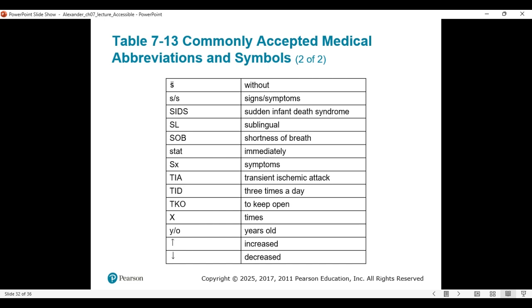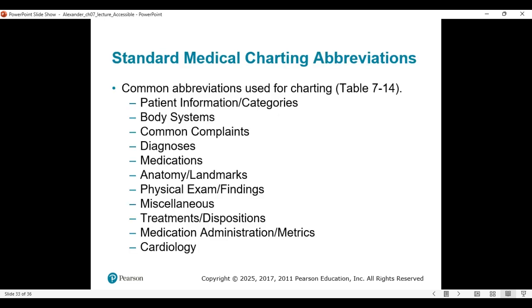SOB, not what you're thinking, is shortness of breath. STAT means immediate. S with an X is symptoms. TIA is transient ischemic attack. TID is 3 times a day. TKO is keep open. X means times. Y/O is years old. The arrow up means increased. The arrow down means decreased.